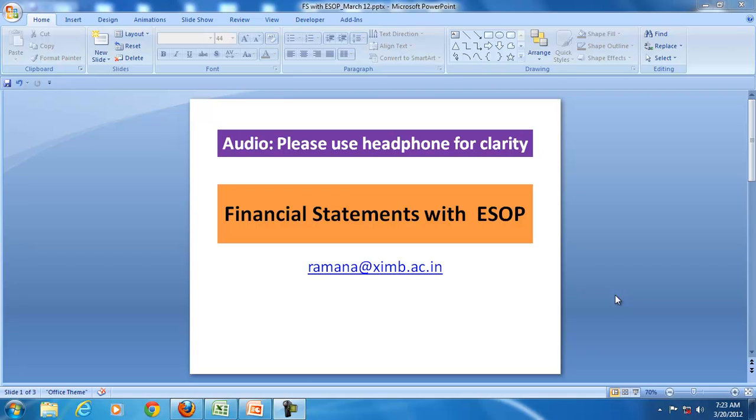But the focus of this particular session is to examine the impact of the treatment of employee stock option on the financial statements. In other words, when a company issues stock options, how is that going to be shown or treated in the financial statements? Is ESOP an expense or is ESOP a cash outflow, and what will be the effect on the profit after tax is the focus of this particular discussion.